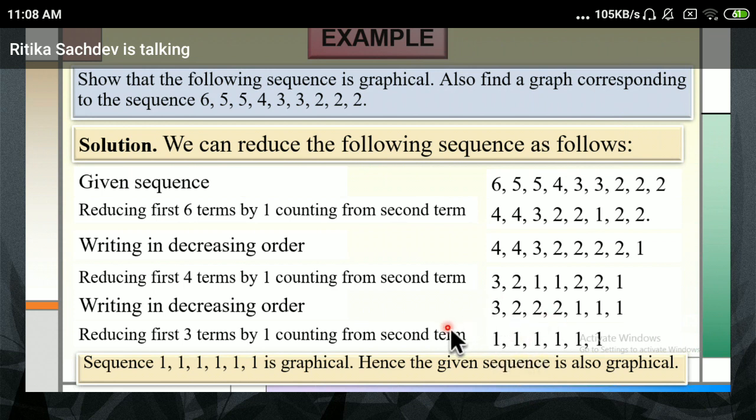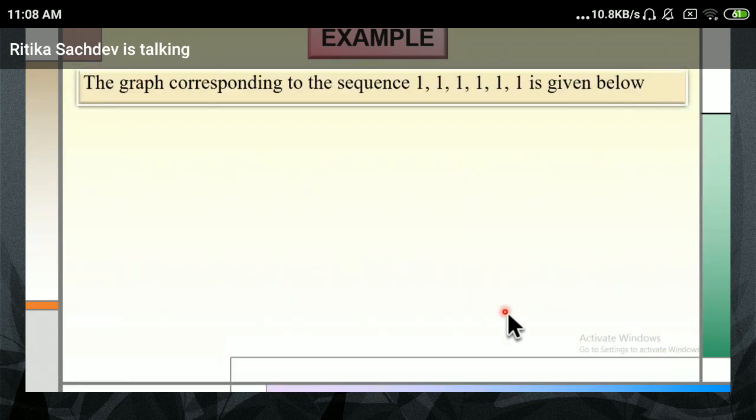we had deleted a vertex. That means we had deleted the first 3. We had removed the first vertex, 3, and then we got this. Now what will I do? When I go from the last step to the second last step, I should add one more vertex. So this is what I'm going to do for drawing the graph.